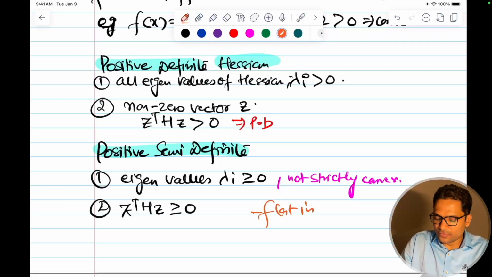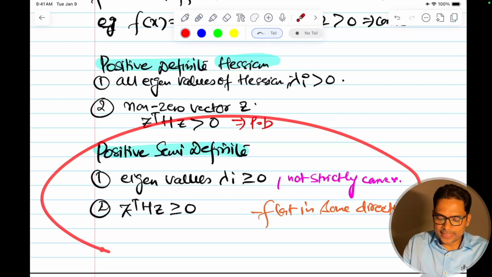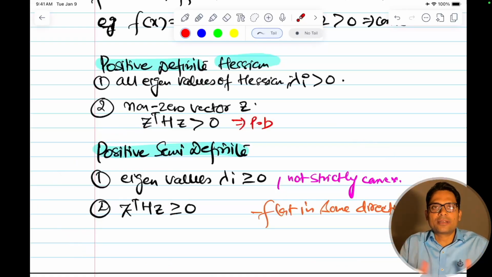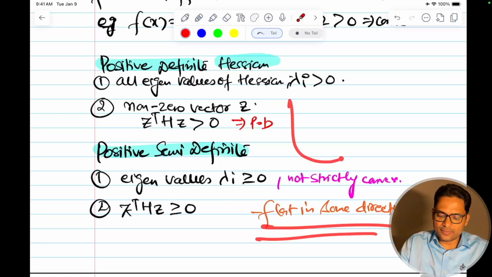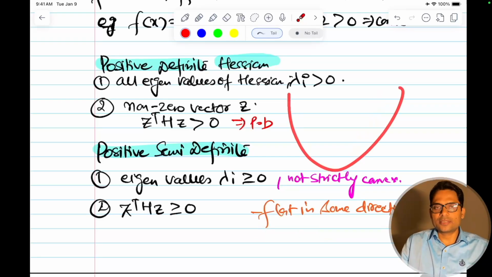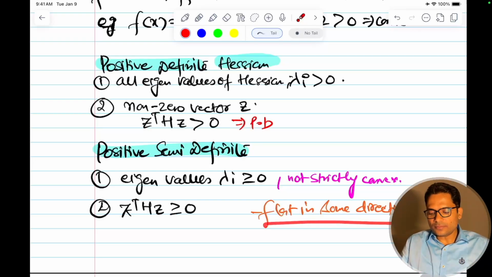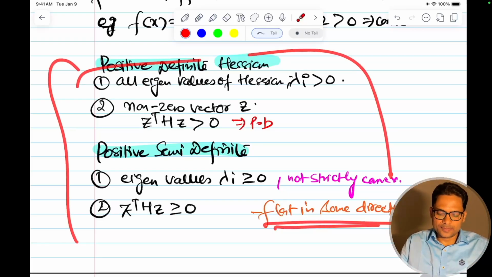Flat in some directions. So directions means this is in multiple dimensions. That's why linear algebra is important. A vector can be in multiple dimensions. So in some dimensions it can be flat, that is fine, and at least the function is convex in some directions. Okay, that's what it means.